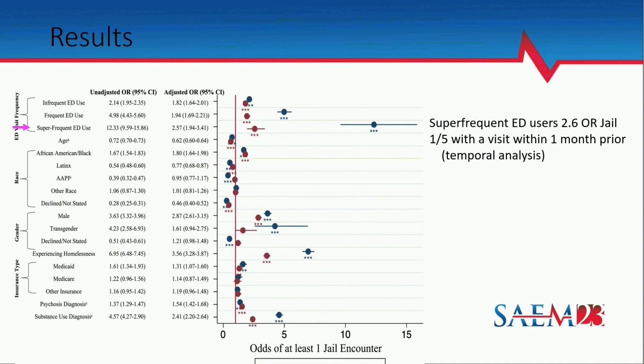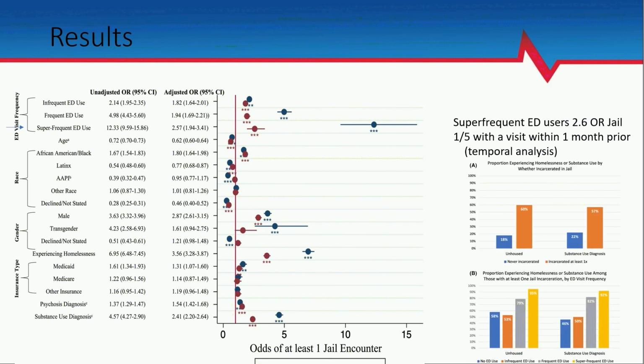Additionally, in the temporal analysis, they found that 1 out of 5 of the patients with jail encounters had a visit to the ED within 1 month prior to going to jail. They also looked at those experiencing homelessness and substance use and noticed that the trend persisted, that there was a higher proportion of those who were incarcerated amongst the population that were unhoused and had substance use disorder.